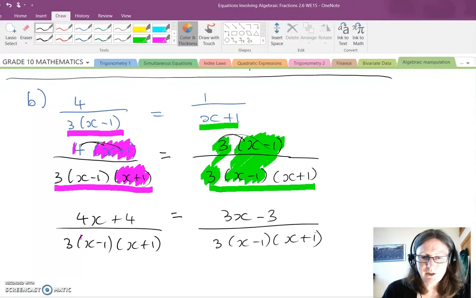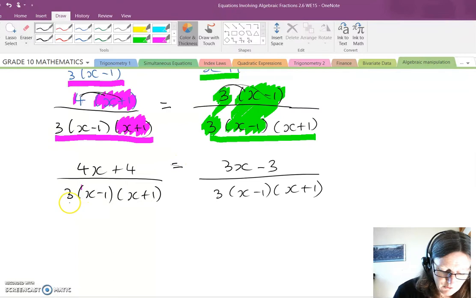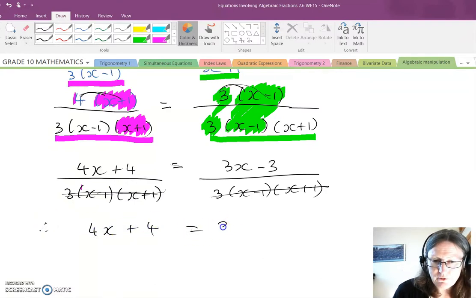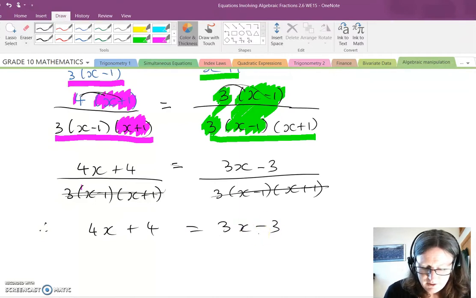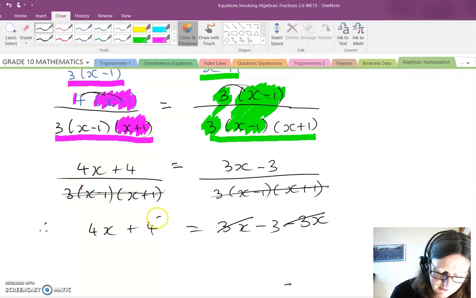Now you would have got the drift from previous examples. If the denominators are the same, basically you can cancel them when they're on opposite sides of the equal sign. So if they've both got that, you can cancel them. So we now have 4x plus 4 is equal to 3x minus 3. Let's subtract 3x here, because then that cancels, and it brings the x term over to the left-hand side, which is what we want.